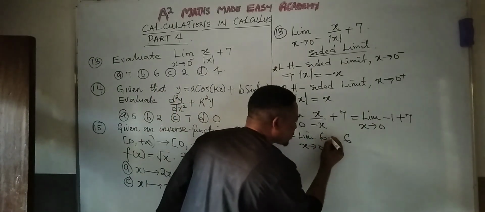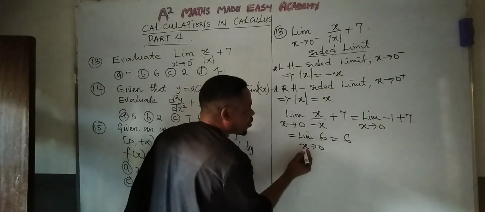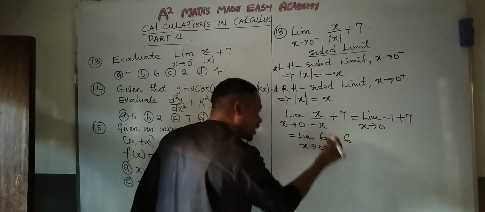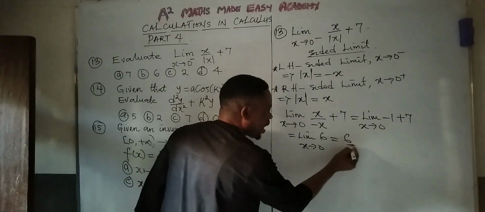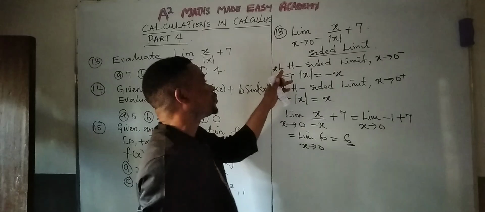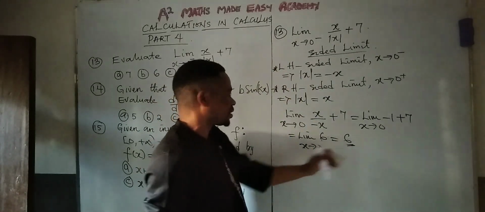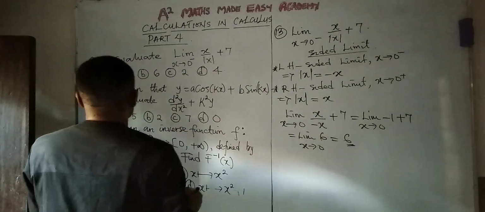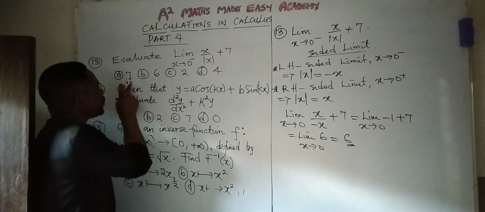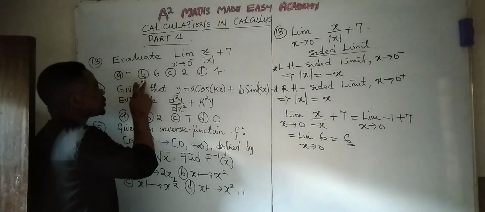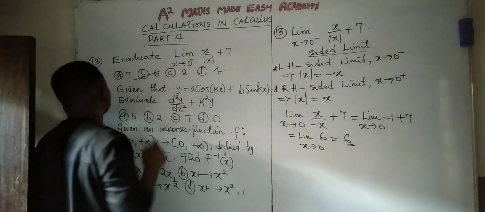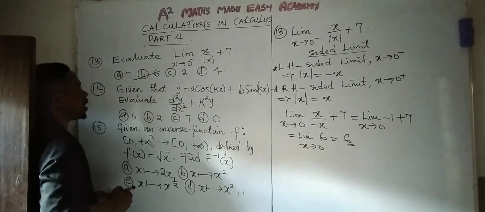But if I have x here, it means that anywhere I come across x, I will introduce 0. But there is no x. So the final answer when the limit moves to the left hand is 6. Do we have 6 in the options? Let's check. Option A says 7. No. Option B says 6. Wow. The correct answer in the options is option B. Are you with me?